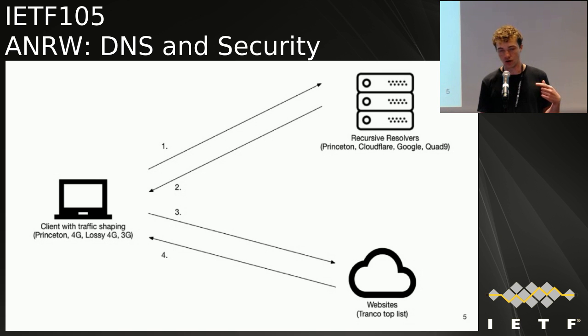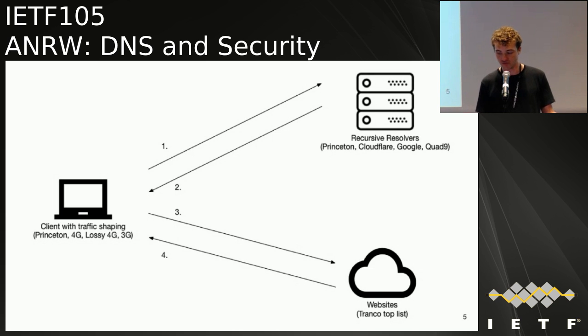You're performing queries to recursive resolvers, at Princeton's default resolver, Cloudflare, Google, Quad9, for each unique domain name that is embedded in a web page for images, links, things like that. And then you're actually, in steps 3 and 4, going to load content from these web pages that you just performed DNS queries for. And we use the Tranco top list, which I believe was presented at NDSS. It's basically taking Alexa and other top lists and averaging them over a period of time.